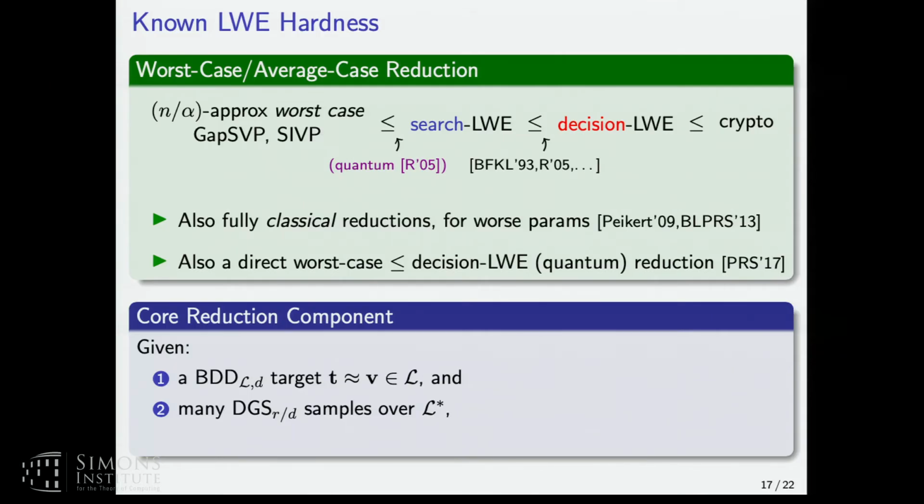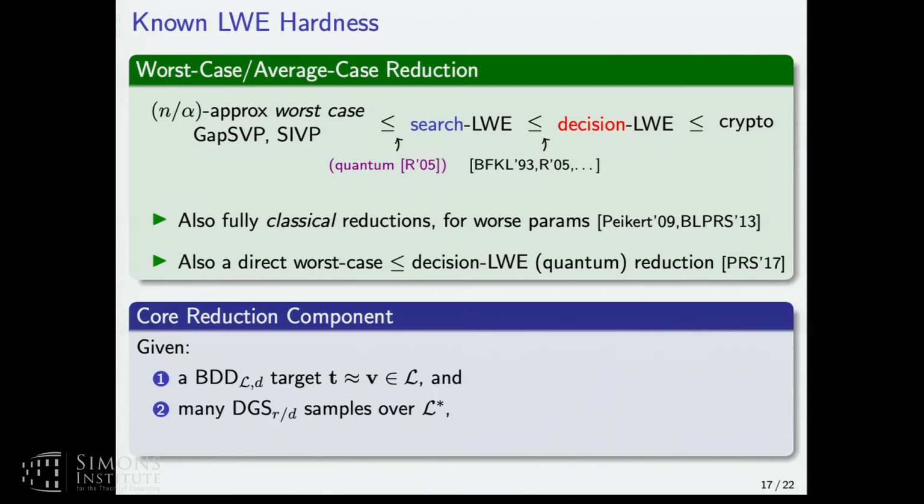Here are the two pieces of input that this component requires. First I need a BDD target. What I mean by this is that we're talking about bounded distance decoding on a lattice L to within distance d. There's a target vector t, and it's within distance d of this lattice L, which is just some arbitrary worst-case lattice. So t is within distance d of a vector v in the lattice.